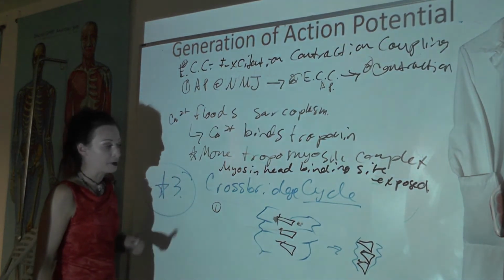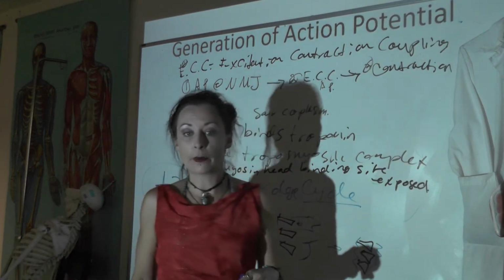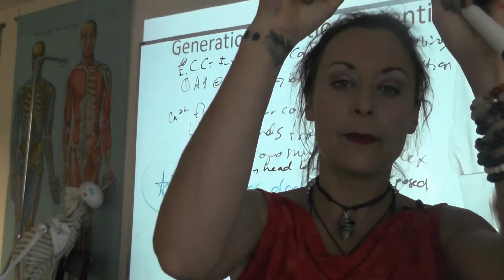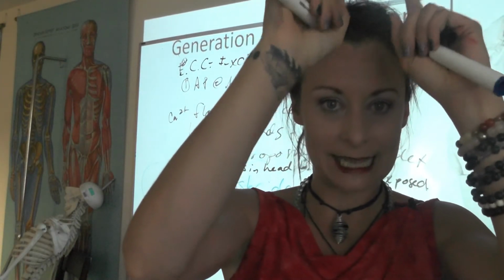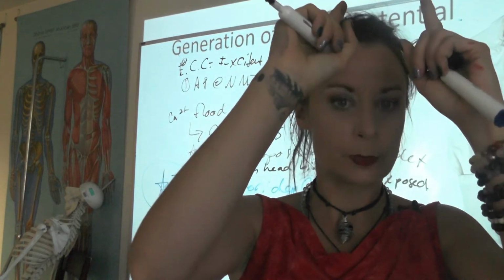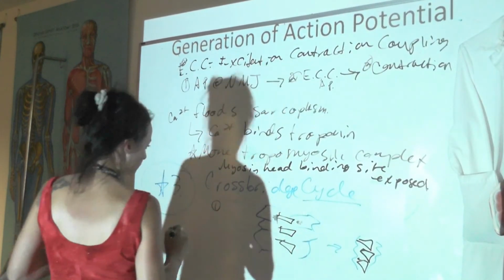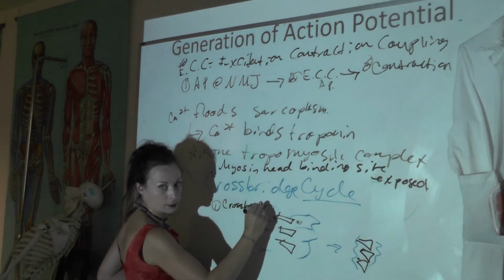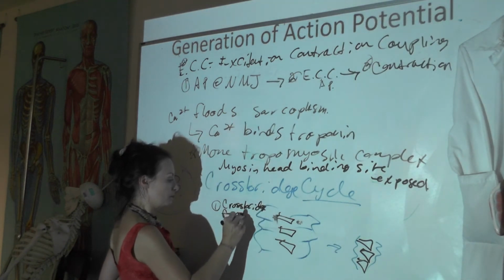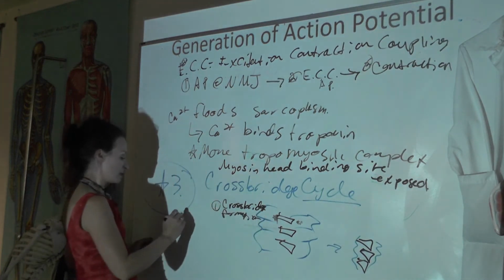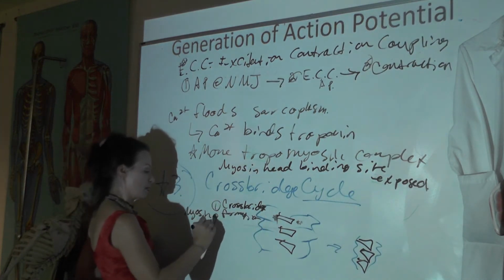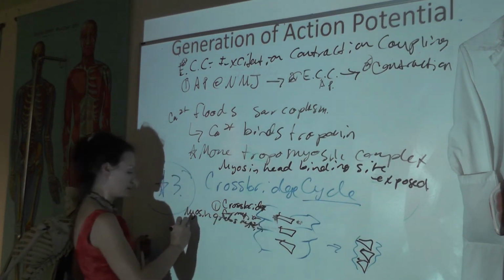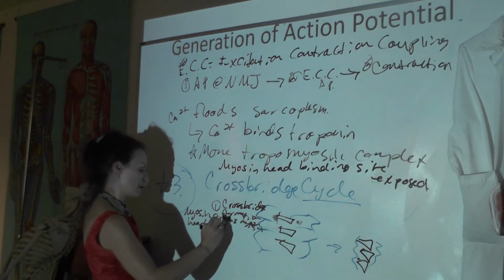The first step in the cross bridge cycle is how we get the name. It's cross bridge formation. And what's gonna happen is myosin is gonna reach up and grab onto the myosin head binding sites on actin, forming a cross bridge. Number 1, cross bridge formation. And if we wanted to write words about it, we would say myosin grabs myosin head binding site, forming a cross bridge.